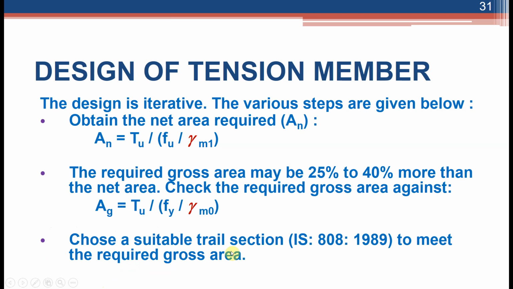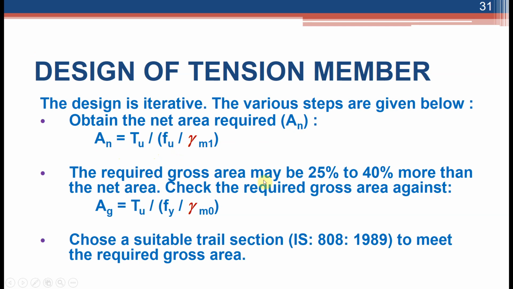Design of tension members. Now let us note down the different design steps of a tension member. Number one, first obtain the net area required, An = Tu / (Fu / gamma m1). So from the given working load, you convert your working load into the ultimate load, or you can say factored load, and then use this formula, you will get a net area required.